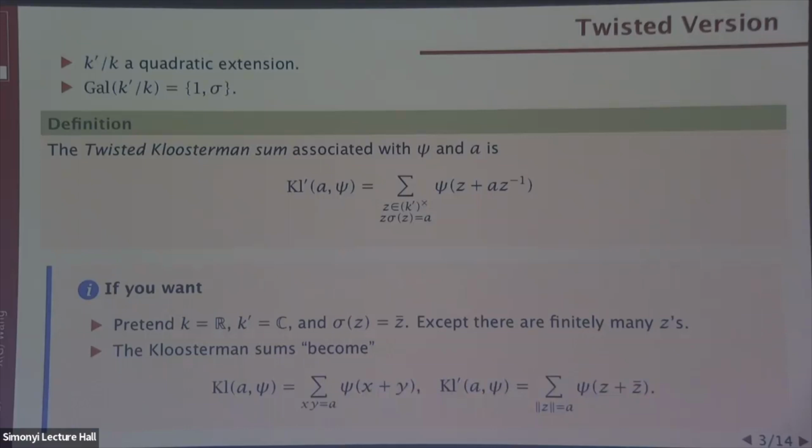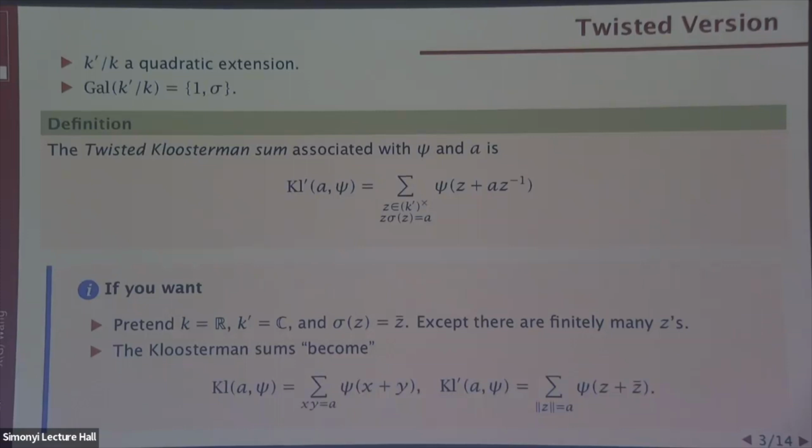If you're not familiar with finite fields at all, you can just pretend K is the real numbers and K' is C, and sigma of z is just the complex conjugation of z, except there are finitely many z's, so the summation will make sense. The Kloosterman sum is just this summation over this hyperbola defined by A, and the twisted one is just this circle defined by A.